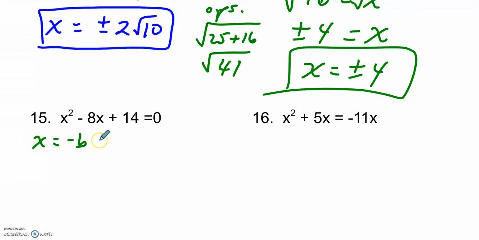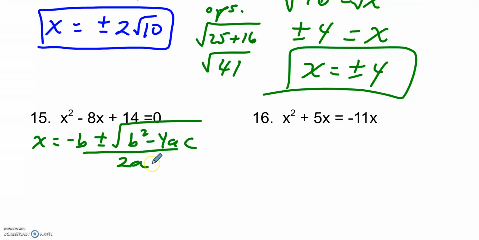X equals negative b plus or minus the square root of b squared minus 4ac all over 2a. And yes, I am singing the song in my head right now. I'm sure a lot of you are too. So remember that a is really 1, b is negative 8, and c is a positive 14. In order to use the quadratic formula, it needs to be equal to 0.